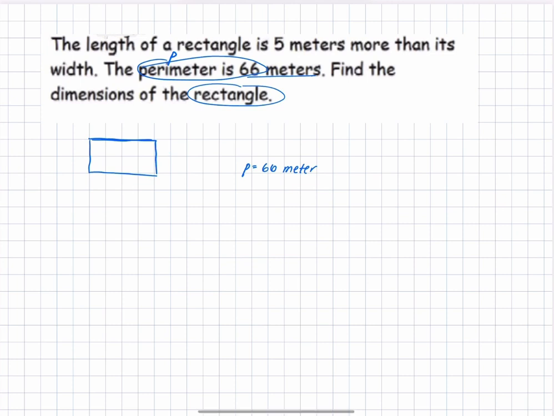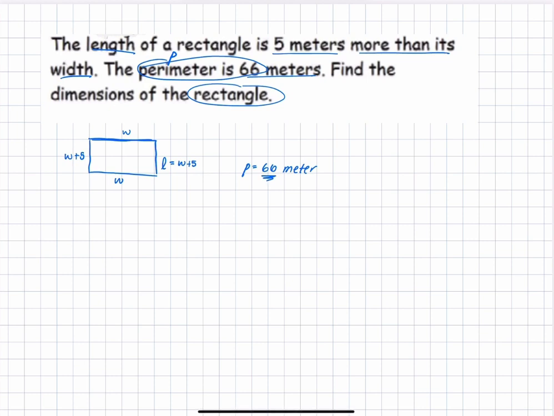Alright, so we know that the length of the rectangle is 5 meters more than its width. So let's say this was the width and this was the length. So the length is equal to width plus 5. So we know that this would be W plus 5 as well, and this would be W. So all these 4 sides added together gives us 66.